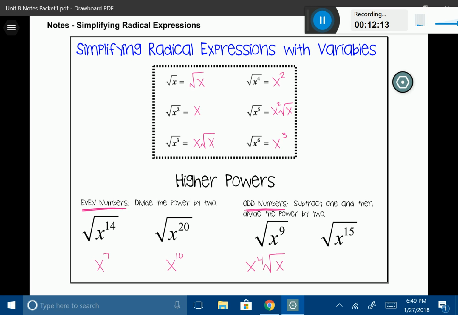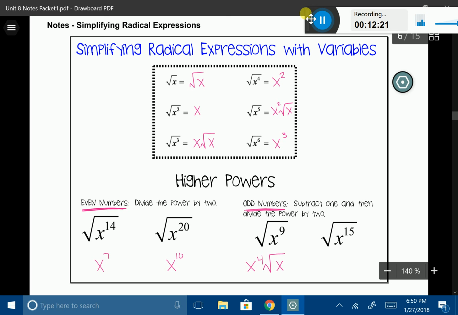X to the 15th. I'm going to subtract 1. That's going to be x to the 14th. I'm going to divide it by 2. That's going to be x to the 7th. So I'm going to say x to the 7th root x.